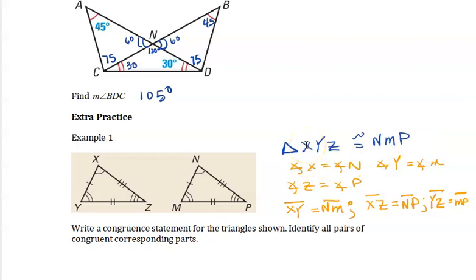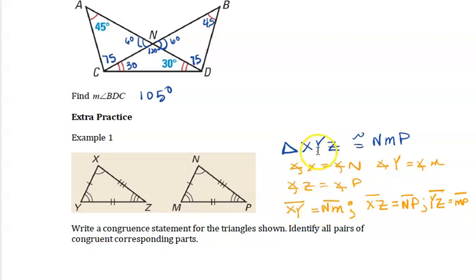I then get my angles equal. I know my angles are equal because that's how I set it up, but I can identify them below. X equals N, Y equals M, and Z equals P. Okay, those are all set. Then identify your segments that are equal. The first two letters, XY, equals NP. Use your segment notation above.